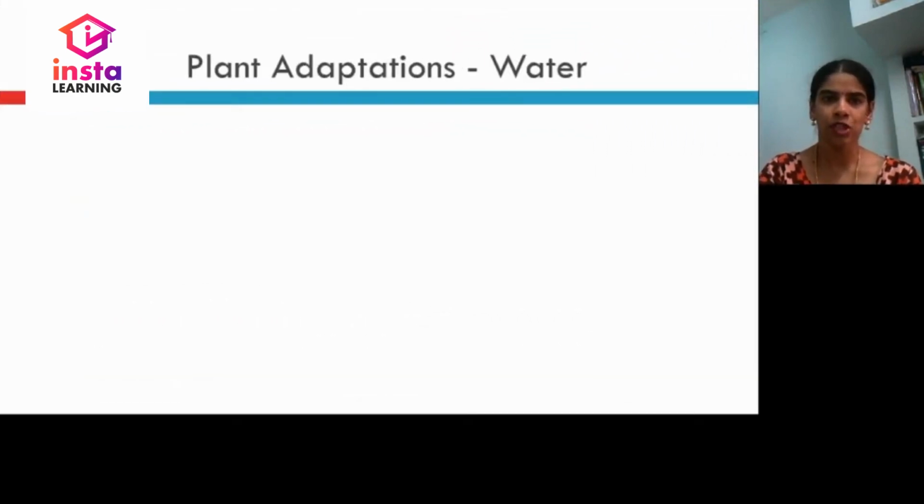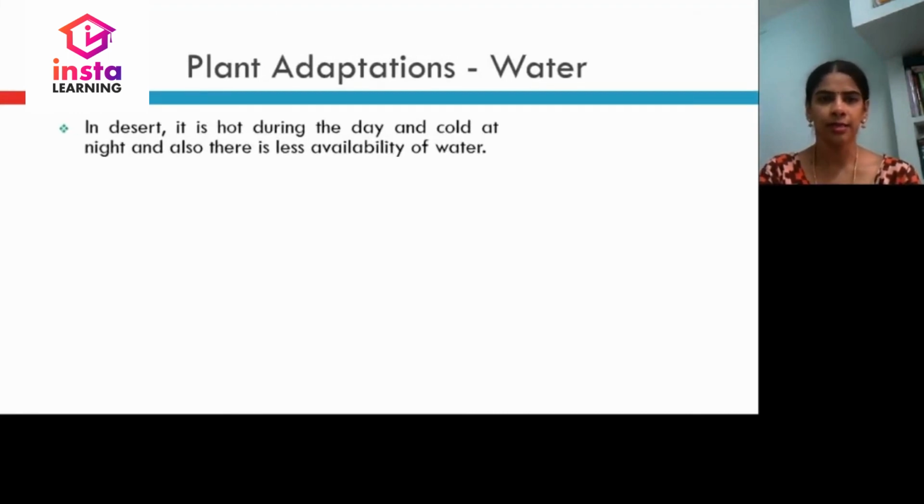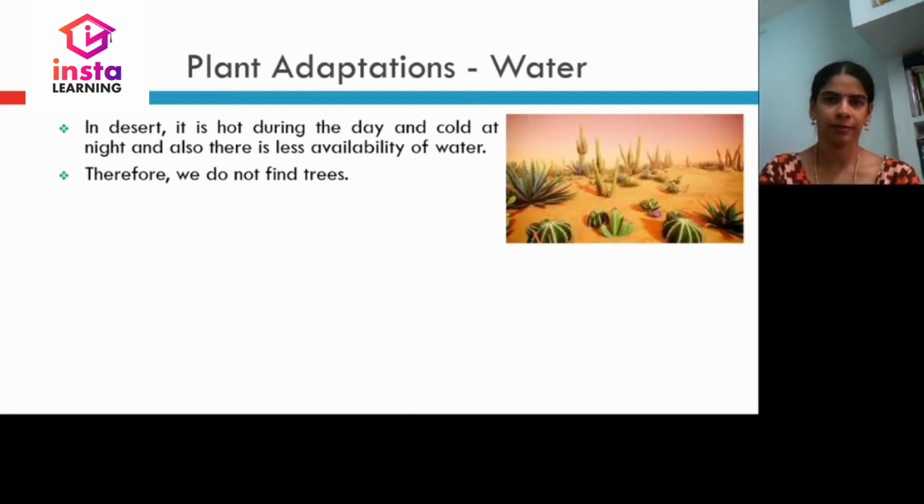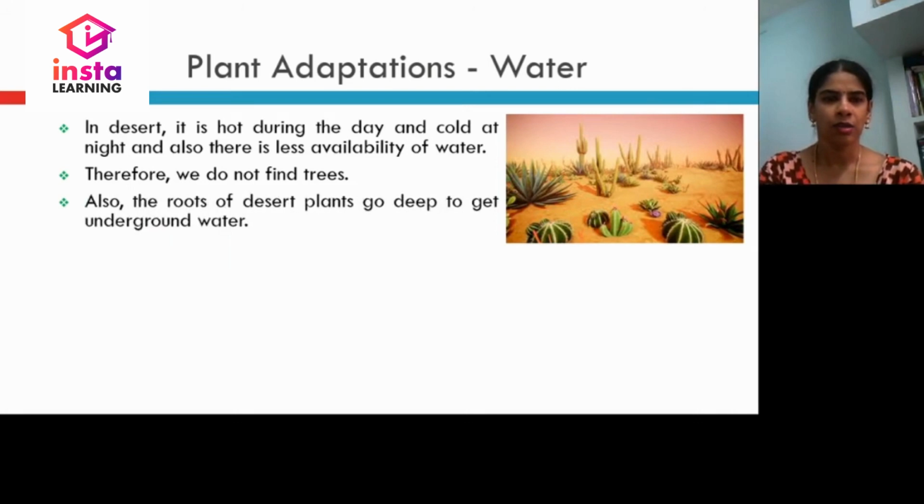Let us learn the adaptation of plants for water. In the desert, it is hot during the day and cold at night. Also, there is less availability of water. Therefore, we cannot find many trees in the desert. So, the first adaptation is the roots. How do plants obtain water? The roots of the desert plants go deep to get underground water.